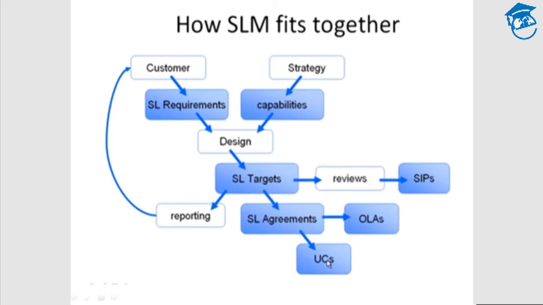Now UC is the underpinning contract, and this is a contract with a third party. There is a service provider, but they might need help from a third party, for example for hardware support or some other things. So they will make a contract, and again they'll document what the requirements are and how soon they require these services. So the contract between a service provider and a third party is known as an underpinning contract.